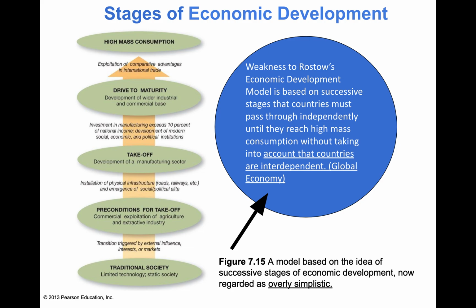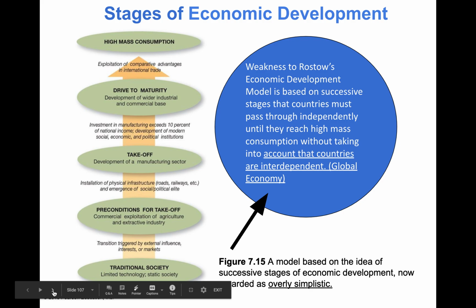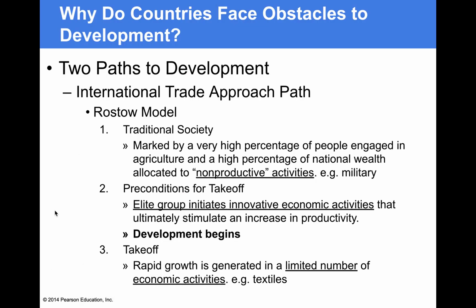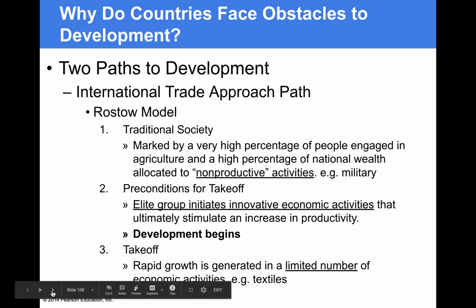in the Cultural Revolution. However, in 1989, they opened up to international trade, and they're already in takeoff, so they skipped that precondition for takeoff. So again, every country does not go in successive order from stage 1, 2, 3, 4, 5. As I mentioned with China, they skip from 1 to 3. All right, and again, here's a list of the things that I just lectured.